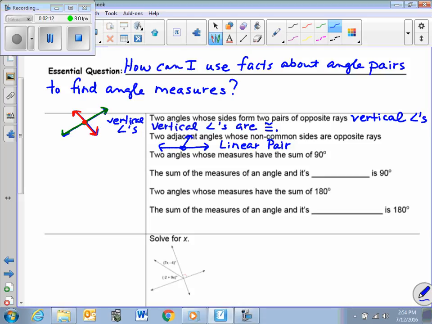All right, how about two angles whose measures have the sum of 90 degrees? Those would be complementary angles. Pretty sure you learned that many years ago. The sum of the measures of an angle and its complement is 90 degrees. And I think you've learned this in the past too. Two angles whose measures have the sum of 180 degrees are called supplementary. And so therefore the sum of the measures of an angle and its supplement is 180 degrees.